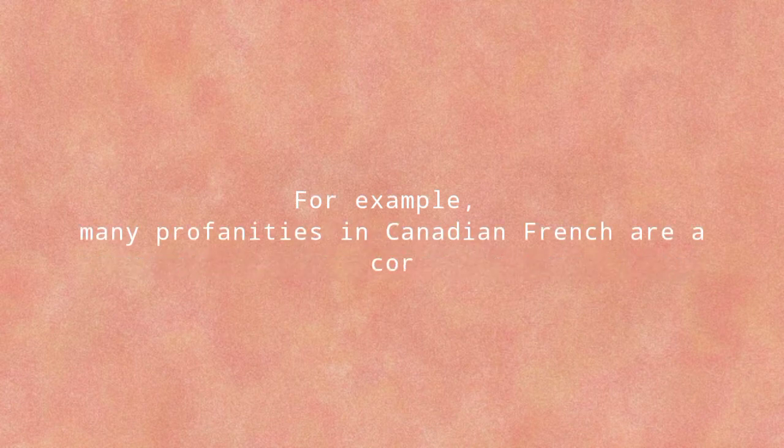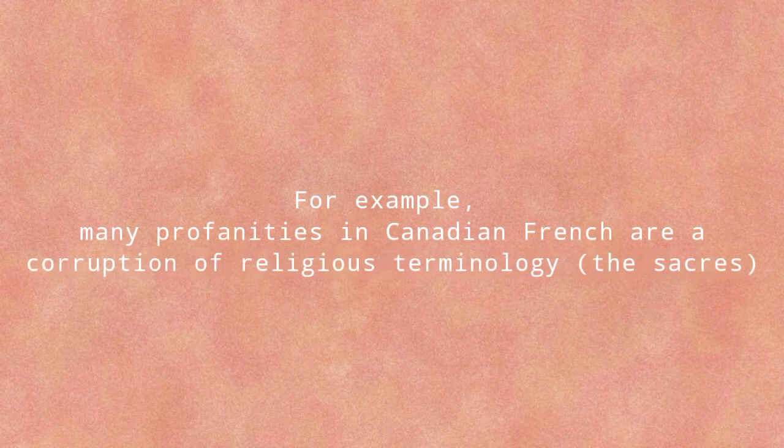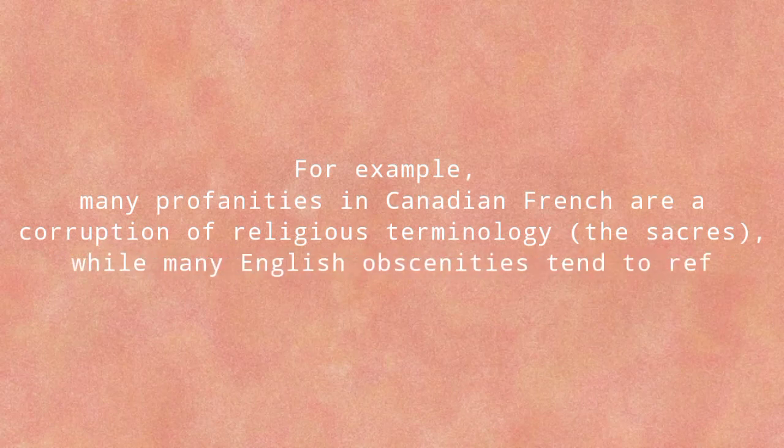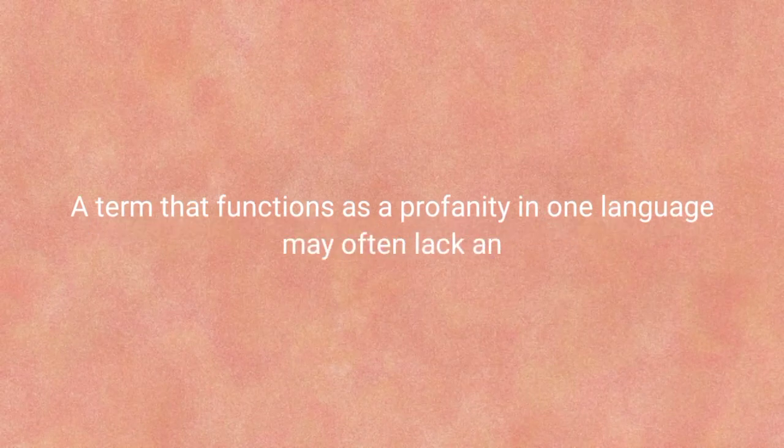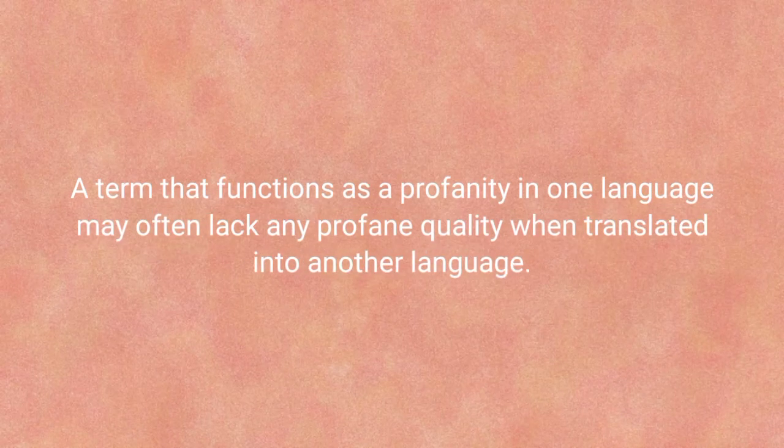This modern concept of profanity has evolved differently in different cultures and languages. For example, many profanities in Canadian French are a corruption of religious terminology or the sacraments, while many English obscenities tend to refer to sexuality or scatology. A term that functions as a profanity in one language may often lack any profane quality when translated into another language.